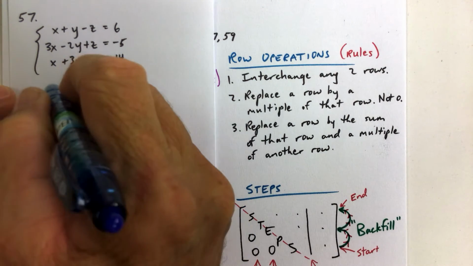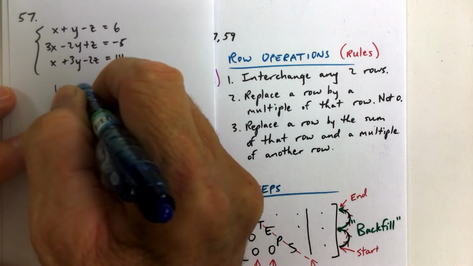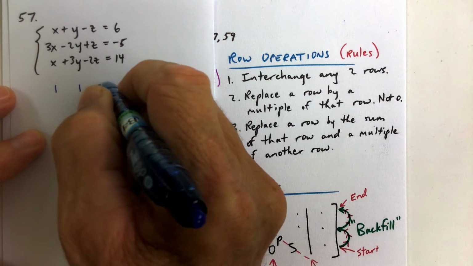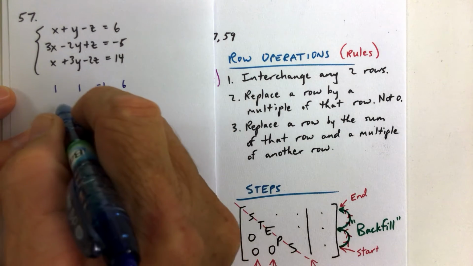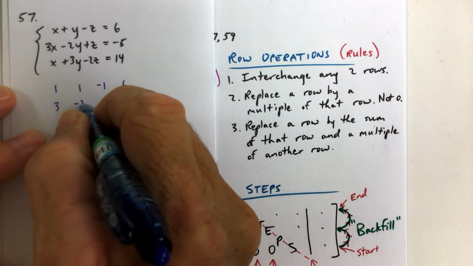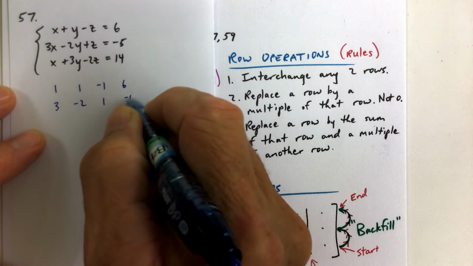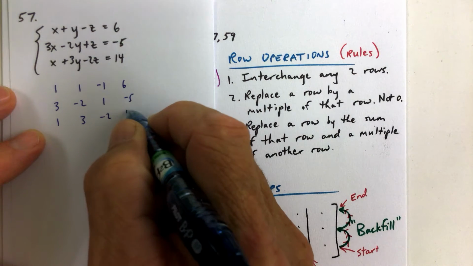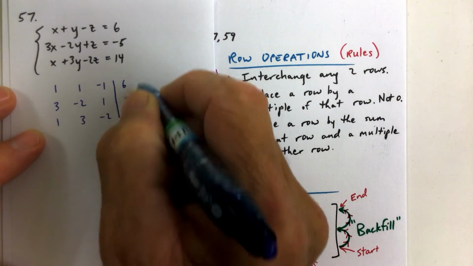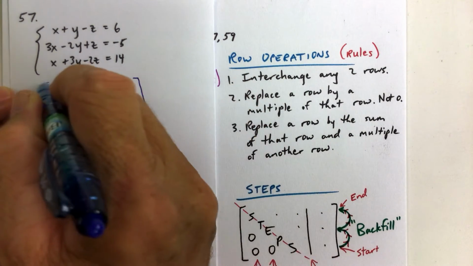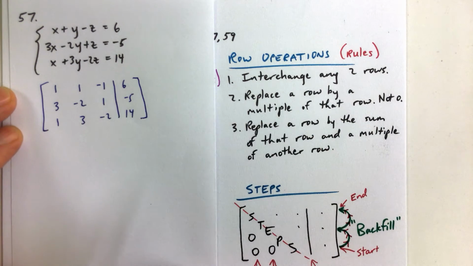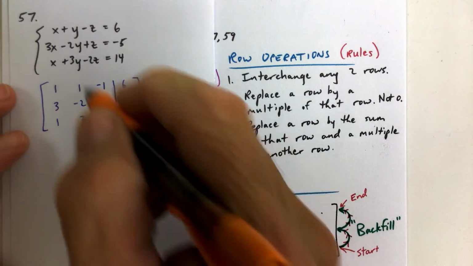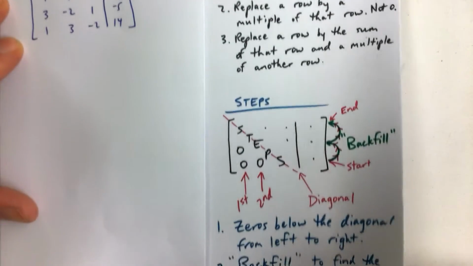So the first thing we want to do is rewrite the system of linear equations as a matrix. So we're just going to peel off the coefficients. Peeling off the coefficients, all of the terms are in order, so that makes it nice. The vertical line represents the equal sign, and those brackets on the outside represent that we have a matrix. And then remembering the steps, we have our diagonal.